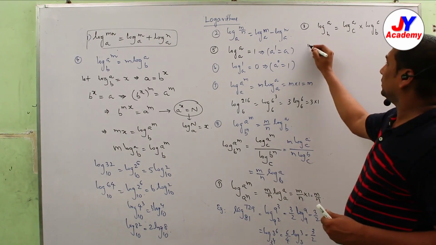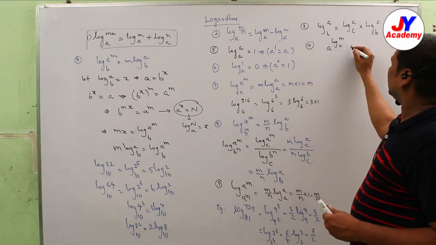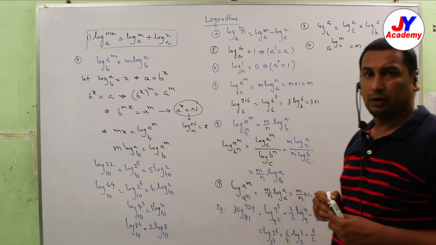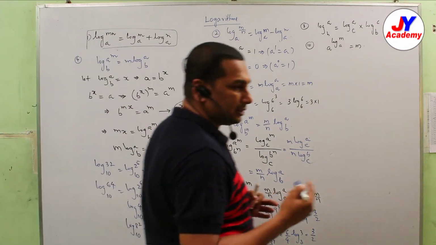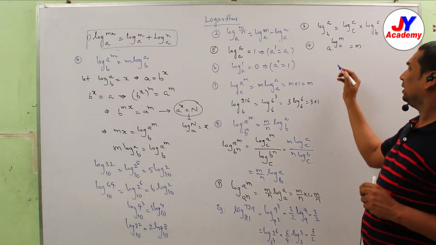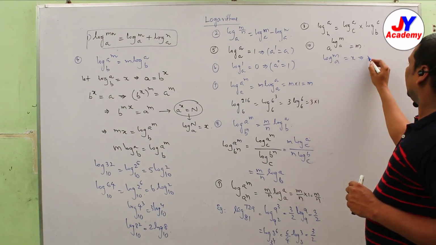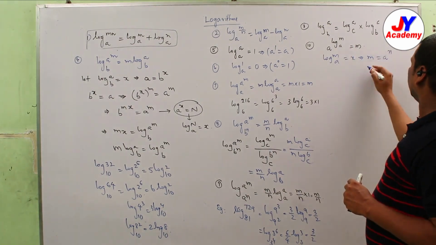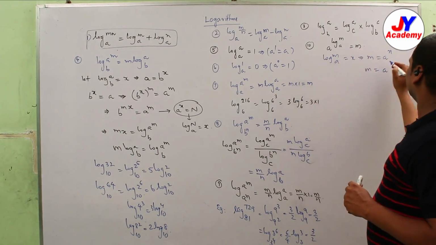We will see the 10th result: a power log m base a is equal to m. What do you observe here? The exponential base and logarithmic base are the same. It can be proved easily by taking log m base a equal to x, then m is equal to a power x. What is x? Log m base a. So m is a power log m base a.